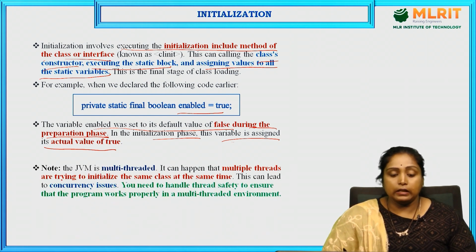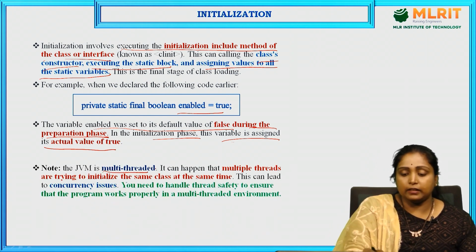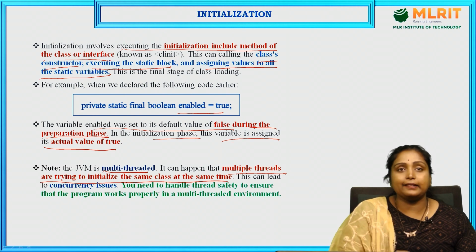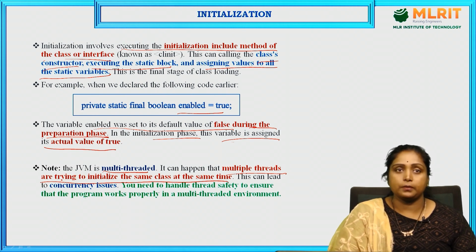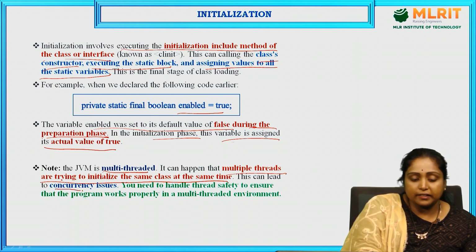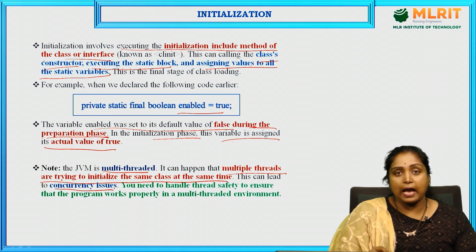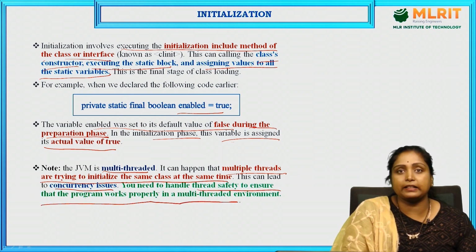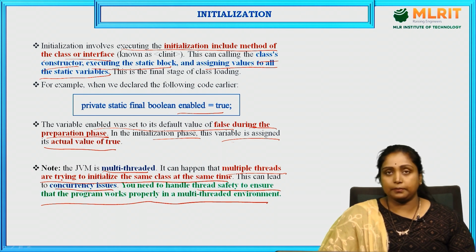So here the JVM is multi-threaded. Whenever multiple threads try to initialize the same class at a time, it leads to concurrency issues. So whenever multiple threads are going to initialize the same value, it will lead to concurrency issues, and you need to handle thread safety to ensure that the program works properly in a multi-threaded environment.